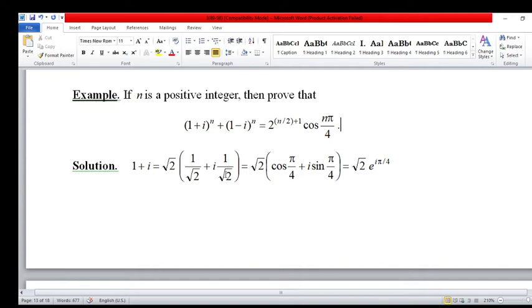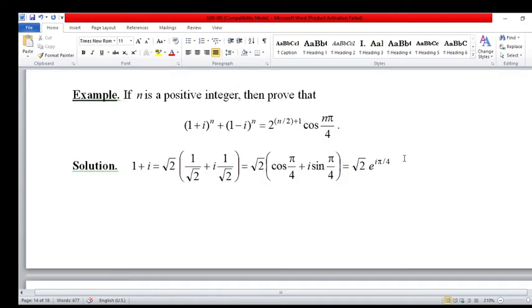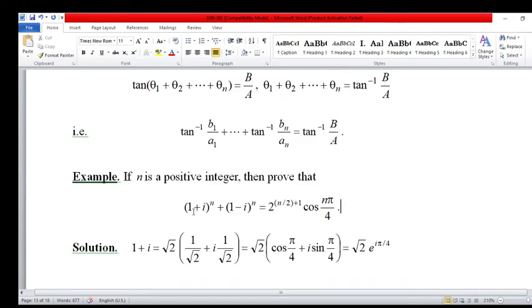Under root 2 is common here, and in the bracket, 1 upon under root 2 is cos pi/4, cos 45, plus i sin pi/4, sin 45, and we apply the Euler formula. So this is under root 2 e raised to the power i pi/4. This is for positive. Now we take negative. This is 1 minus i. Again the same condition applies here. So under root 2 e raised to the power minus i pi/4. Here positive, here negative. Now come back to our statement.